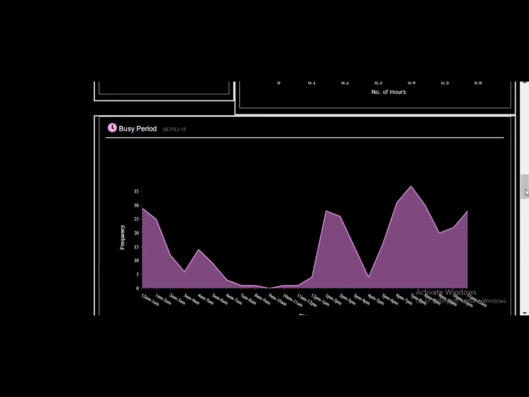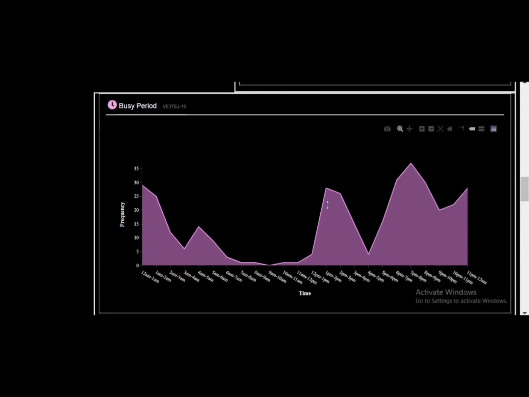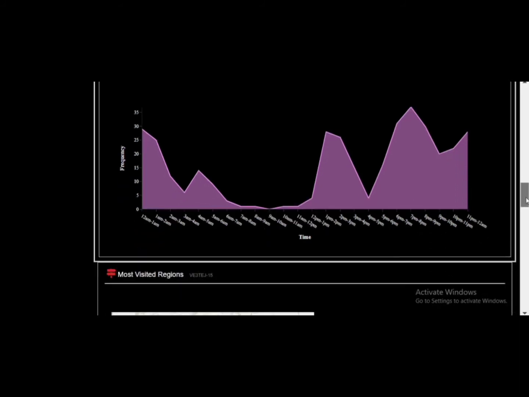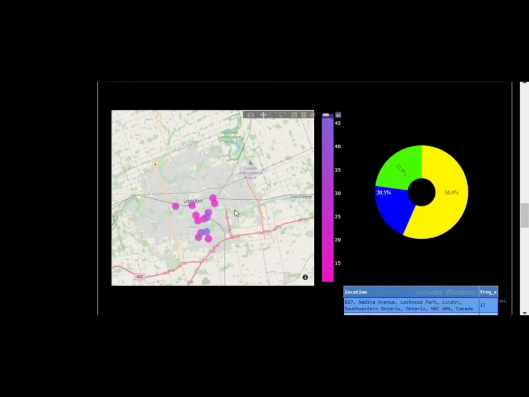Vehicles' overall activity can be observed in busy period chart. This chart represents that car V3-15 is mostly found active during 7 p.m. to 8 p.m. and least active from 9 a.m. to 10 a.m. Do you ever wonder where your driver is actually taking your truck to?